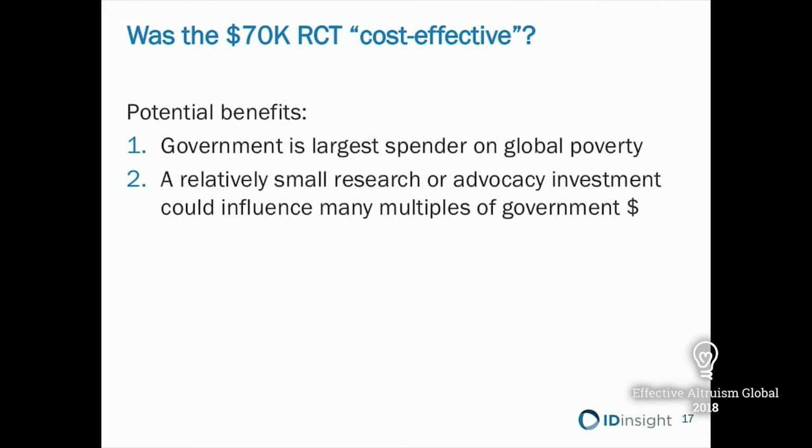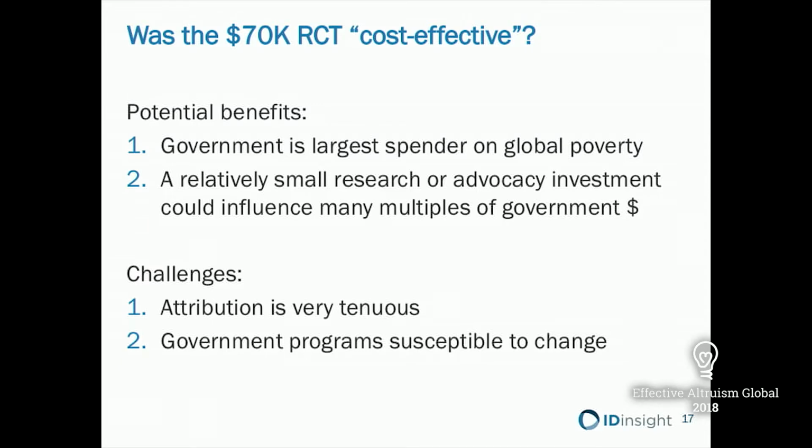However, from the point of view of an effective altruist that really wants to nail down, is my money demonstrably improving lives, there are clear challenges. The first is that attribution is very tenuous. So I can stand up here and say that it was ID Insight's randomized trial that led the government to scale up this program, but it's just as conceivable that the government would have scaled it up in the complete absence of evidence. And even if our evidence played a role in scaling it up, clearly there are other actors at play. The government is delivering the program, there are a lot of other people doing the work. And so how much of the lives saved can you actually attribute to this evidence?